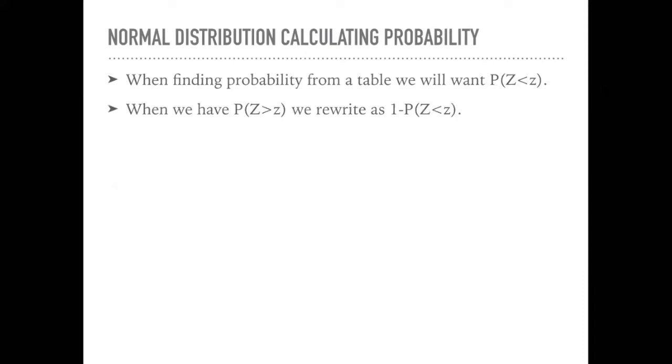So if we were given something like the probability that z is greater than little z, we would have to use our complement rule to rewrite that. So we'd be doing 1 minus probability that z is less than little z. It gives us the same thing. We're using the complement rule. Now, if you're looking for the probability that you're between two different values, what you're going to do is take the probability that z is less than the larger value and subtract off the probability that z is less than the smaller value.